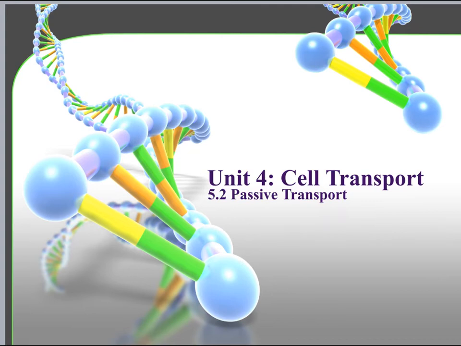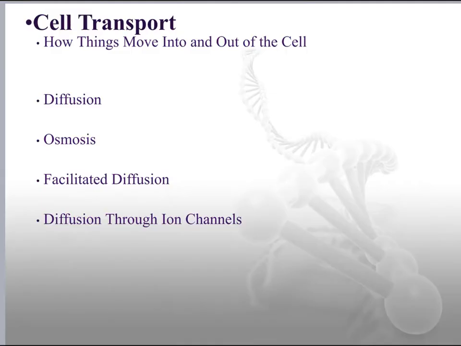This lesson is on the first part of section 5.2, passive transport. So the things that we're going to cover here for how cells move things in and out of the cell, we're going to see diffusion, osmosis, facilitated diffusion, and diffusion through ion channels in this section.